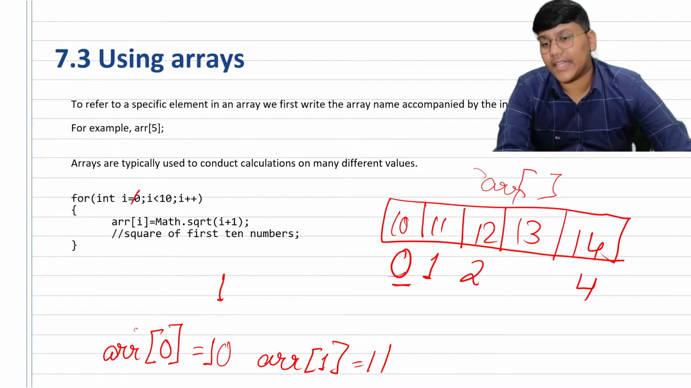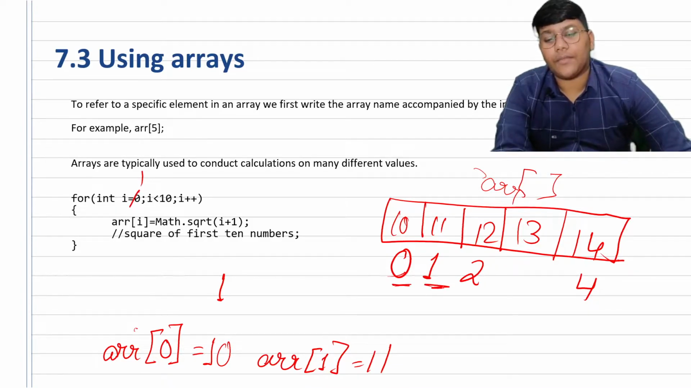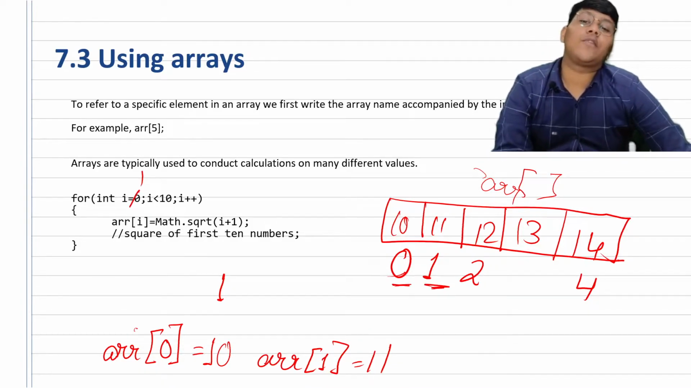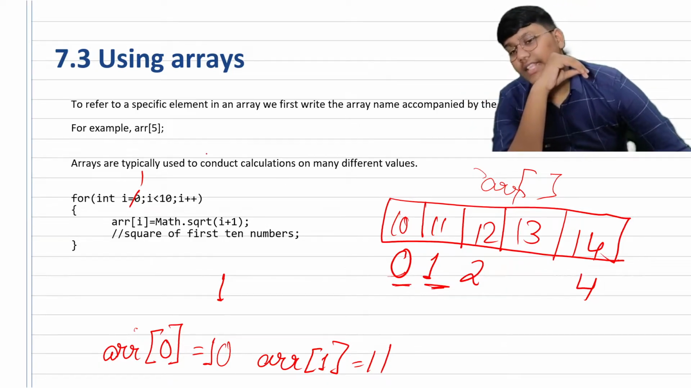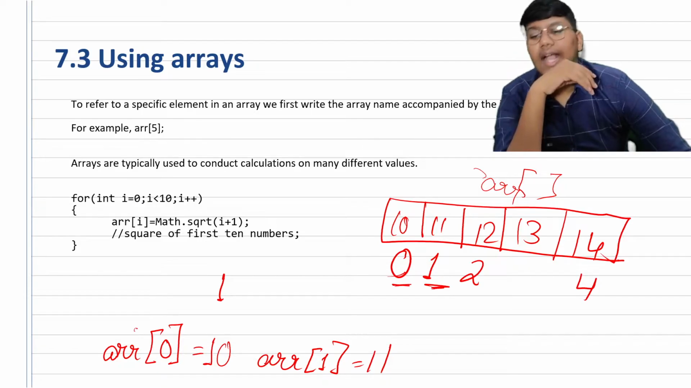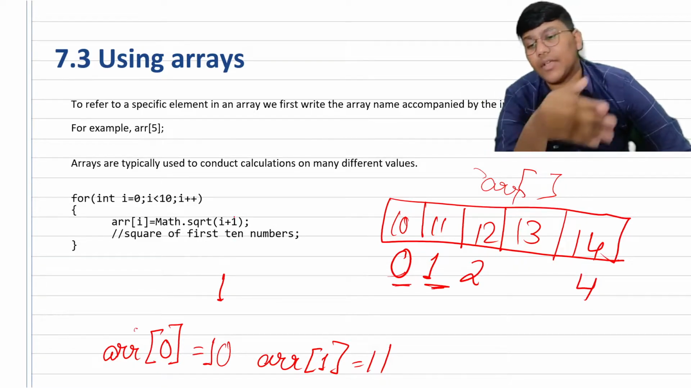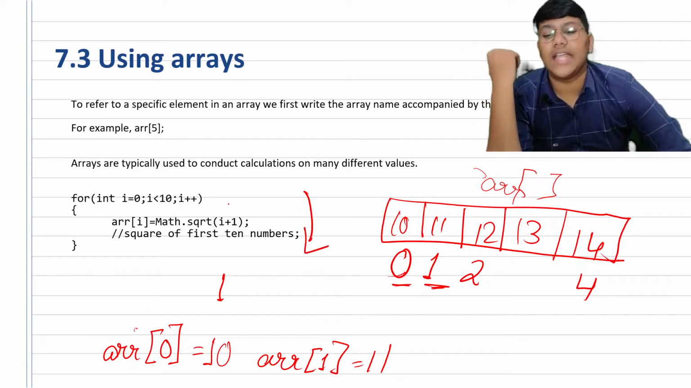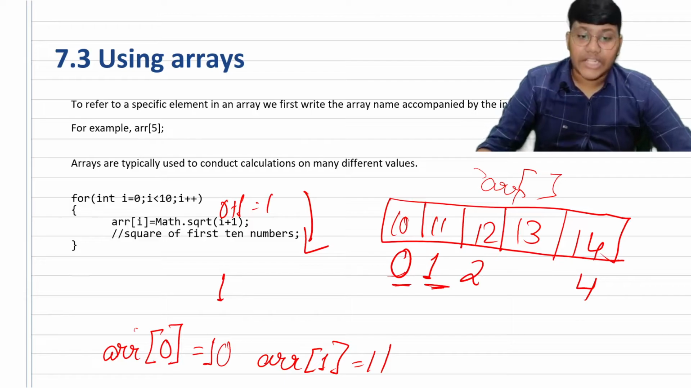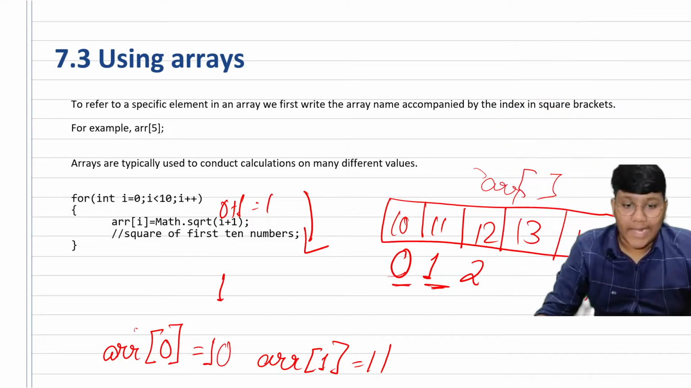If we had written it as 1, it would start from 1. So it would have been an array where the first index would have been left out. So that's why we use 0. And then here we are using I plus 1 because the first time the loop runs, it will become 0 plus 1, that is 1. So it will return the square of 1 and not 0.